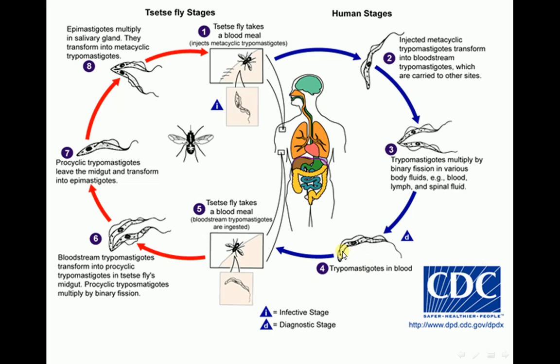Infection occurs to the tsetse fly after taking a blood meal containing the infective stage, trypomastigote. They go to the midgut of the tsetse fly. Multiplication occurs by binary fission. They leave the midgut and transform into epimastigote.